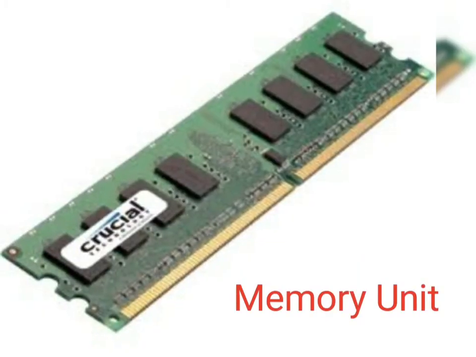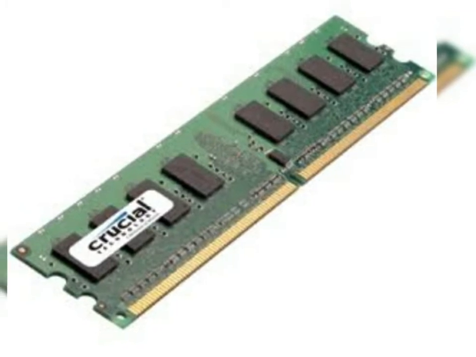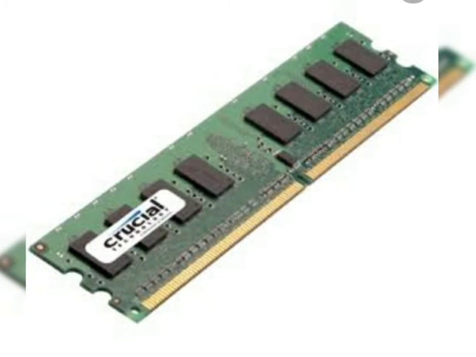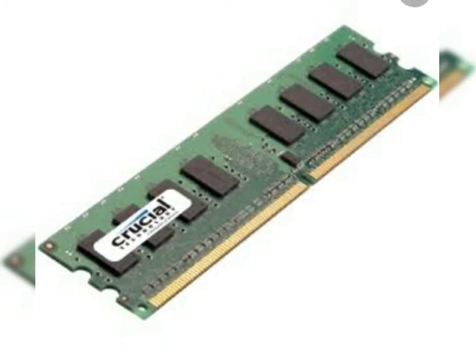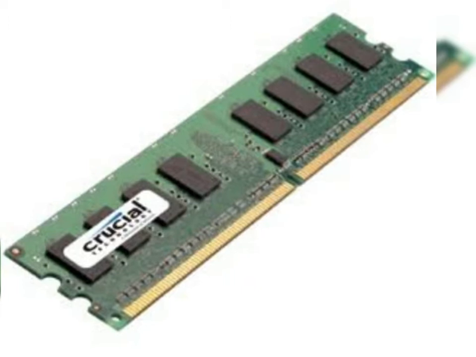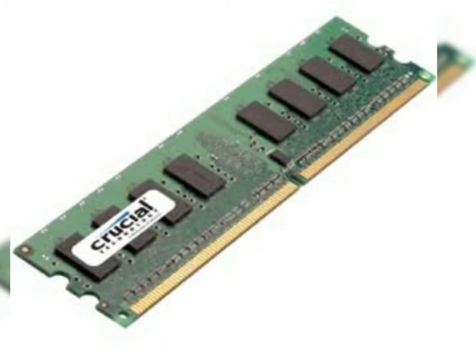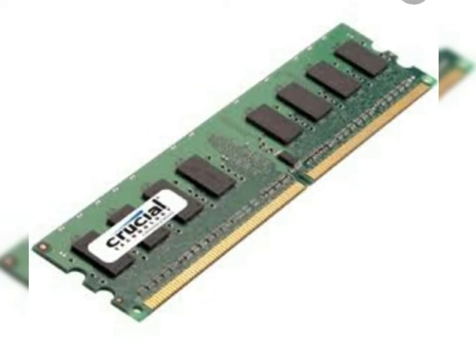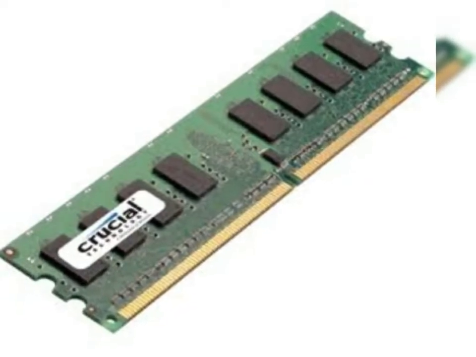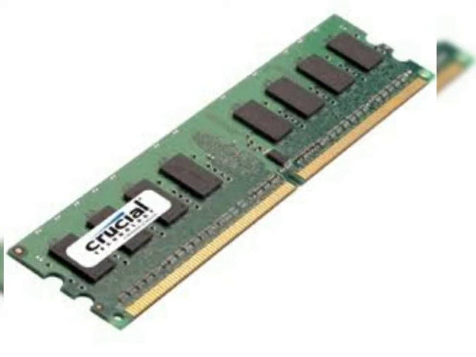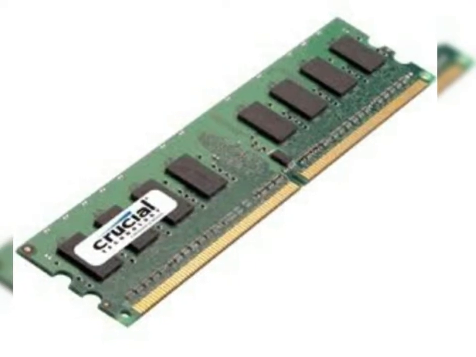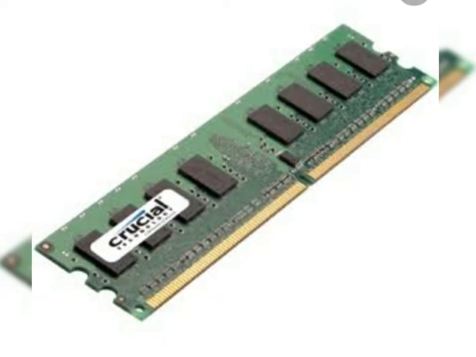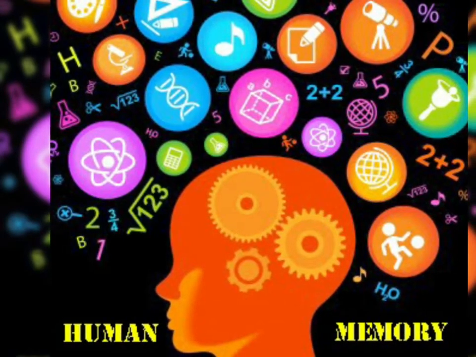Now, memory unit. Memory unit is also referred to as the storage area. This is the unit where the data of the computer is stored while we are working on the computer. Memory is also a part of the body. Can you tell which part of our body contains memory? Brain. Brain is the right answer.